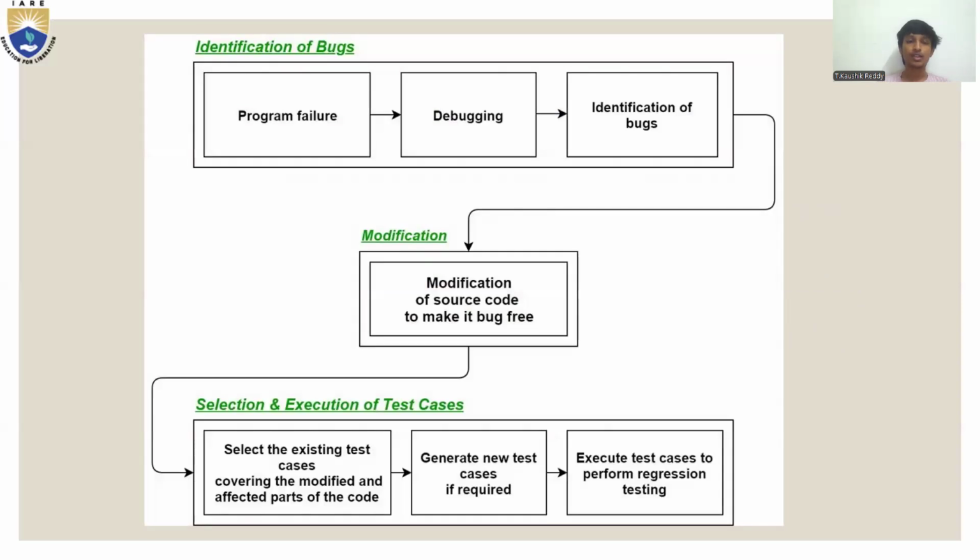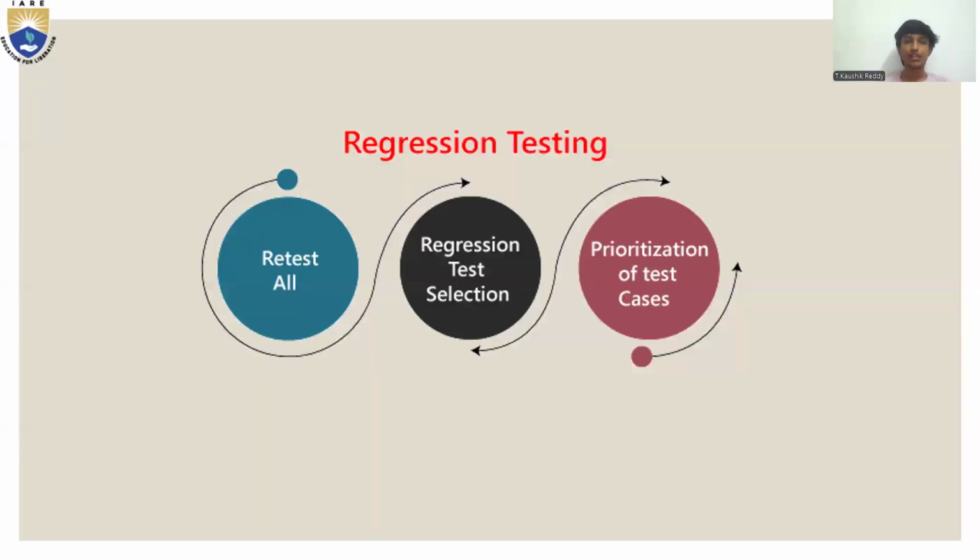So: identification of bugs, program failure, debugging, modification of the source code to make it bug free, and selecting and executing the test cases. Select the existing test cases covering the modified and affected parts of the code. Generate new test cases if required. Execute test cases to perform regression testing. Regression testing: retest all, regression test selection, prioritization of test cases. So this is how regression testing works.